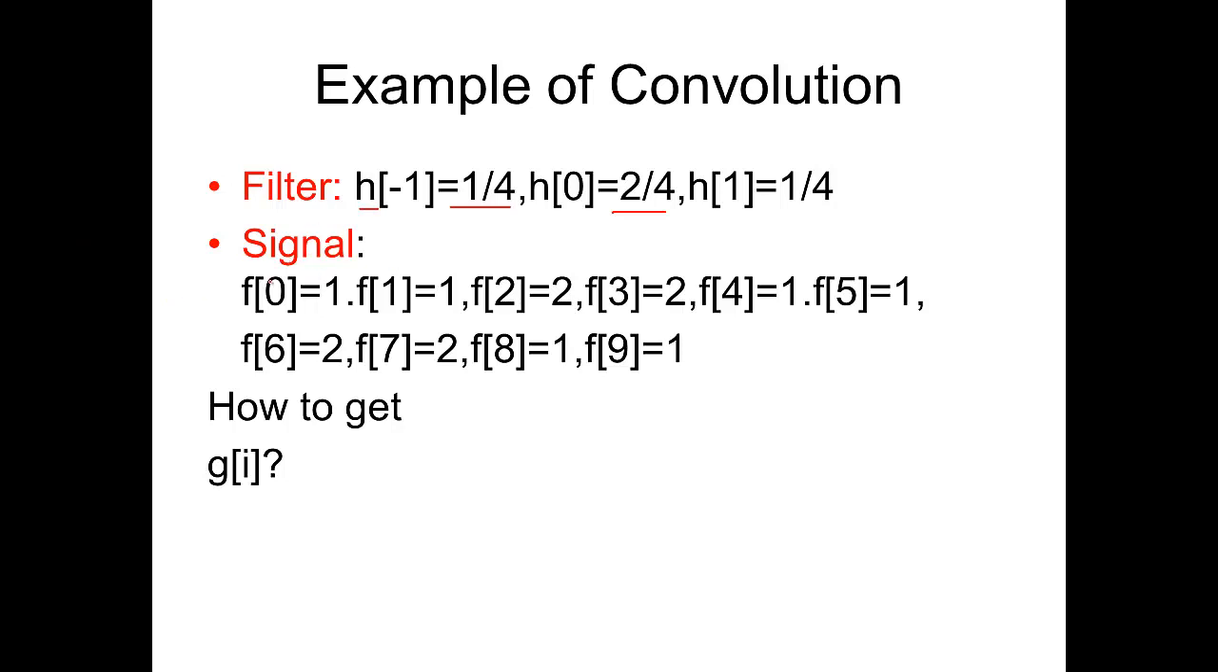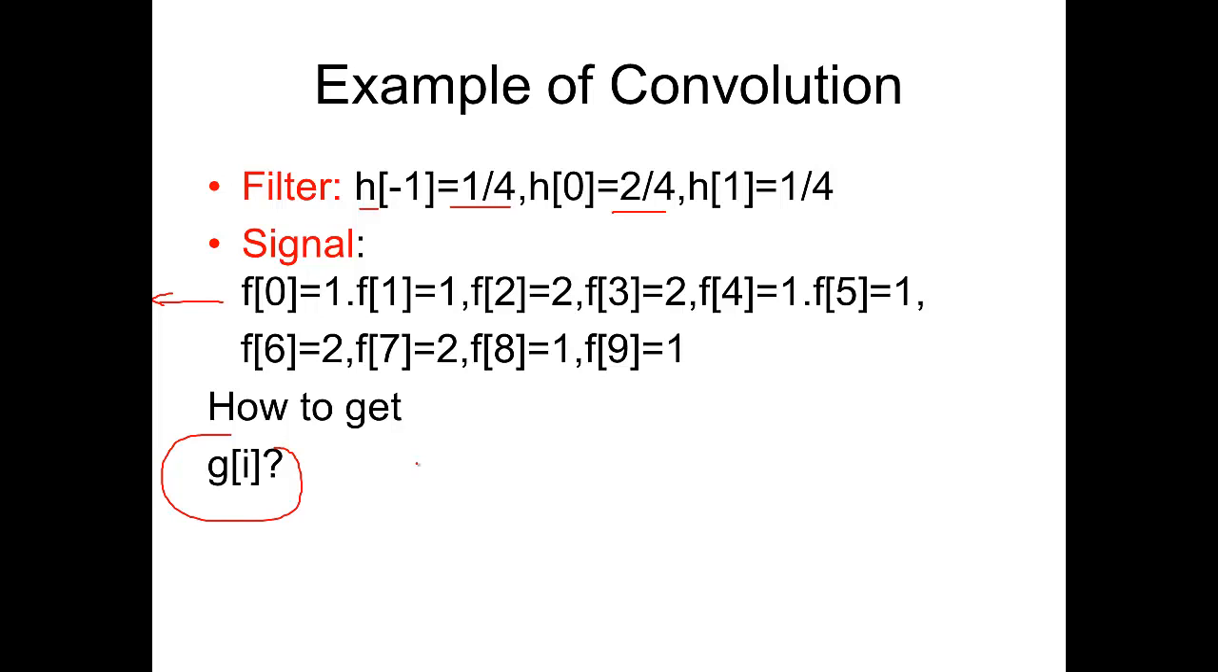For the signal f, we assume that f0 equals 1, f1 equals 1, f5 equals 1, f6 equals 2, f7 is 2, f9 equals 1. So f10 and f11 are 0. Then f negative 1 is 0, and going in this direction it is also 0. Both of them are finite. So how to get g i? Definitely we can use the formula shown in previous slides.